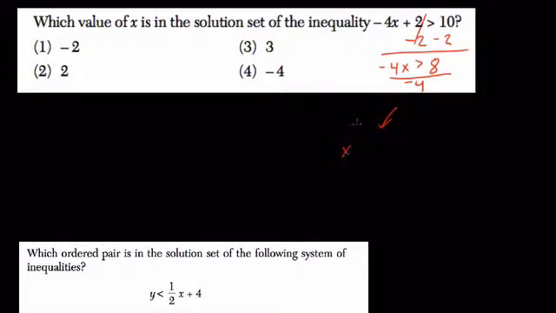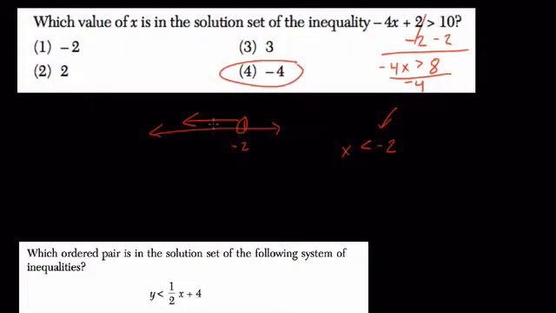Now what's going to happen is instead of x being greater than negative 2, we have x is less than negative 2. And here you can have a little graph of the line. Here's x is less than negative 2. So for an answer, you pick negative 4 because that's in the solution set. Negative 2 is not, it's going to be less than that.